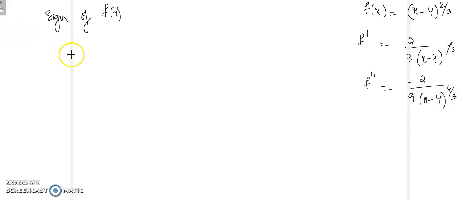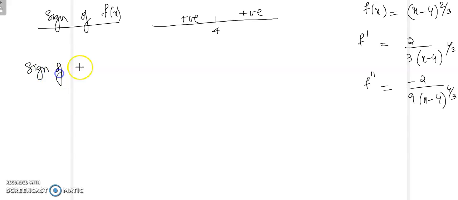So let us look at the sign of f first. f is x minus 4 raised to 2 by 3. Since the power 2 is there, that is always positive. So you have a vertical tangent line here, and it will be positive here and positive here. So the function is always positive, so our curve will be above the x-axis.